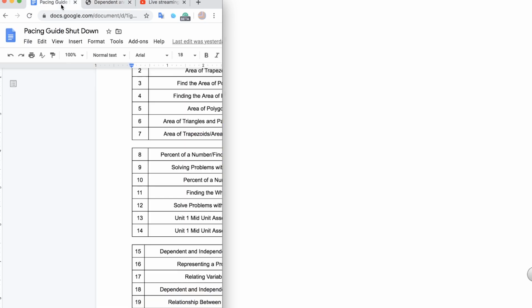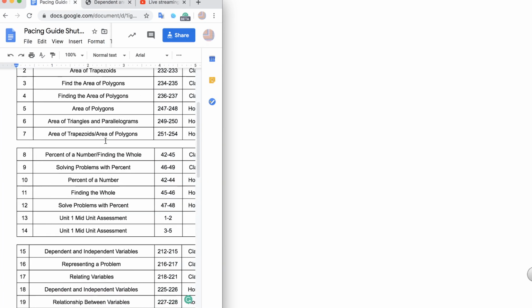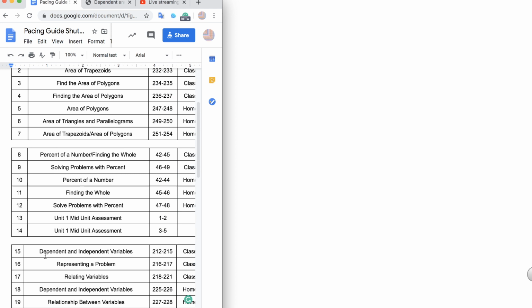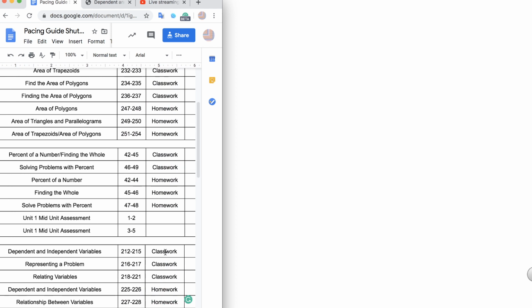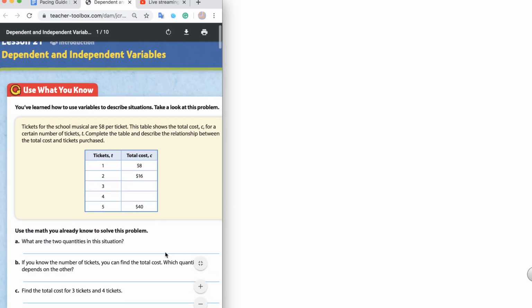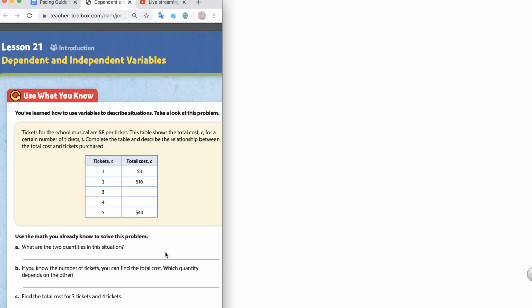Okay, this is for day 15 for pages 212 all the way to 215. This one is going to be called dependent and independent variables.